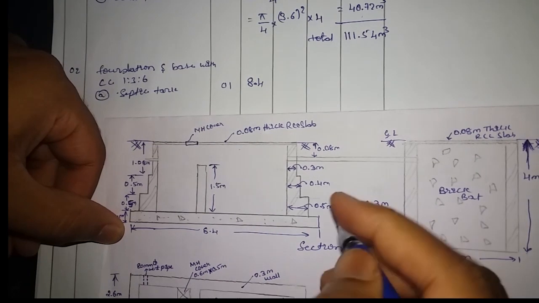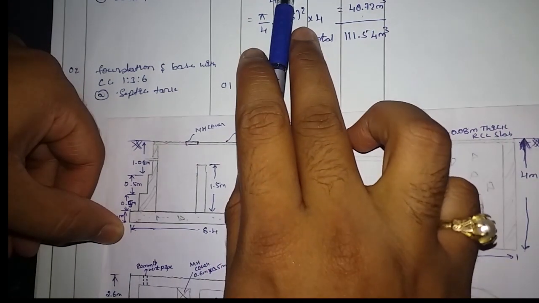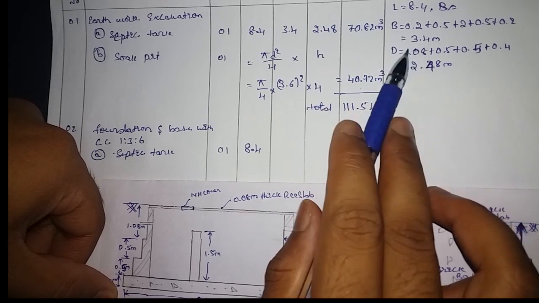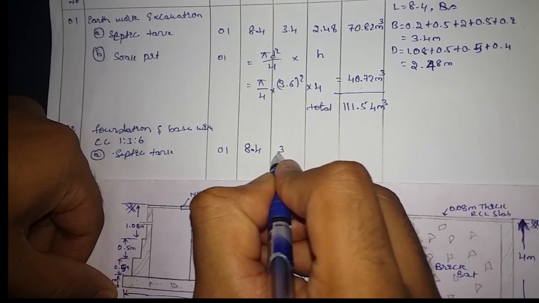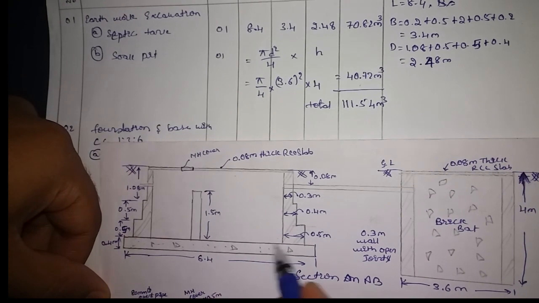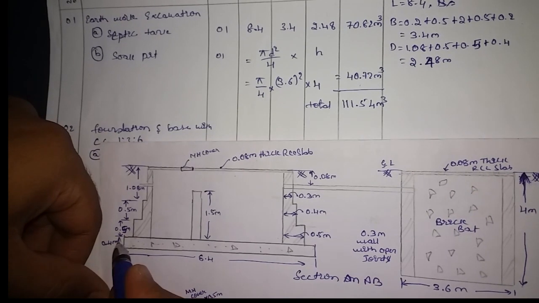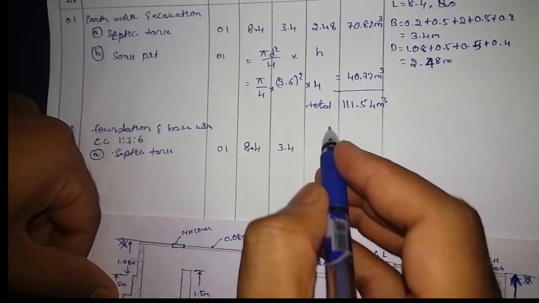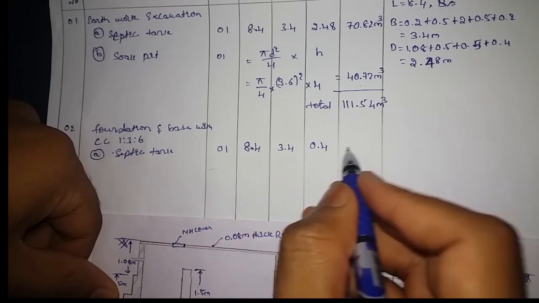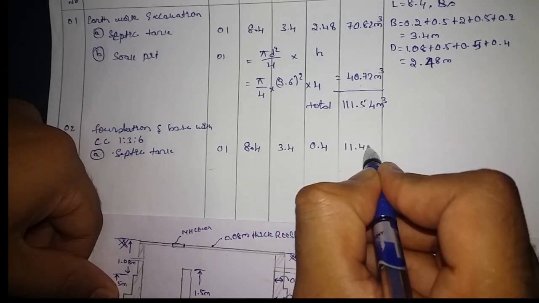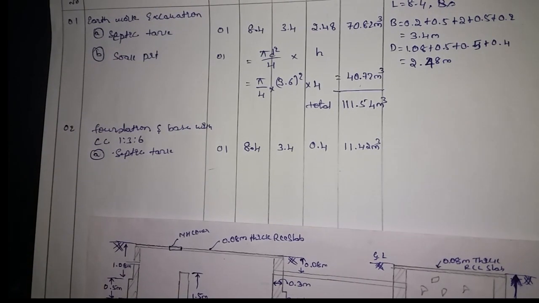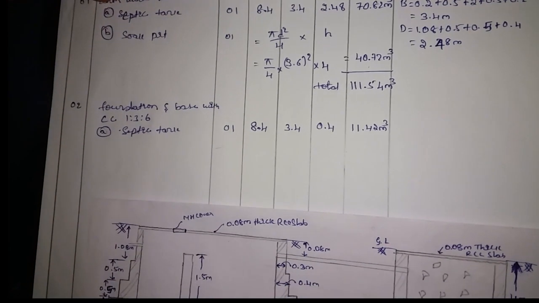Now what is the breadth? Breadth we already found in the earthwork excavation. Whatever breadth you got, here the same 3.4, that value we are substituting here. Now what is the depth? Your depth will be this distance, and what is given is 0.4. Directly substitute that 0.4 and multiply 8.4, 3.4 and 0.4, you will get 11.42 meter cube. So this is your foundation and base with CC 1:3:6.